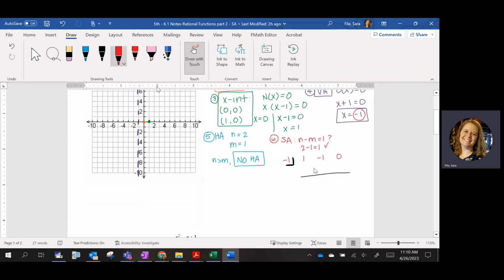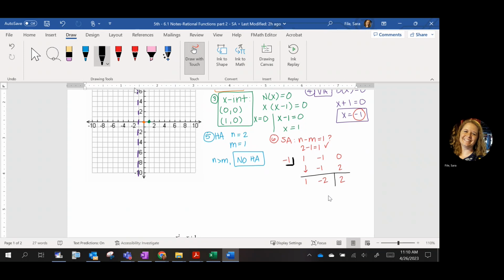Okay, so now we start the synthetic division process, which is drop the first term below the line. It doesn't change. And then you multiply this. -1 times 1 is -1. And then you add. And then -1 times -2 is 2. And then you add. Okay, now what is this that we got? What is this telling us? That last term is the remainder.